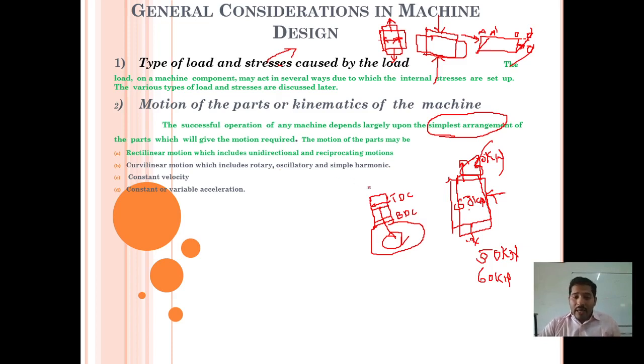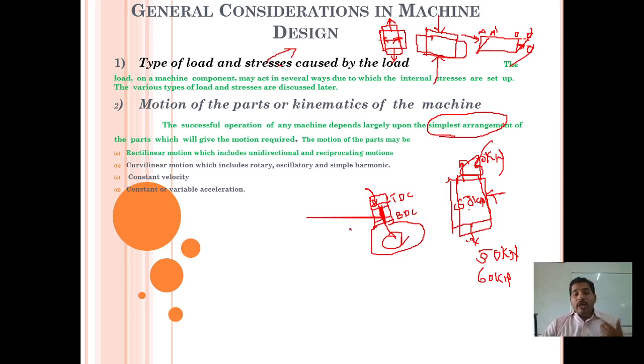If we apply some amount of force on the piston, it will move from TDC to BDC. So how is it moving? It is moving in a reciprocating motion inside the cylinder. Is it right? They are moving in a reciprocating manner, from TDC to BDC. Okay. Again the second one.